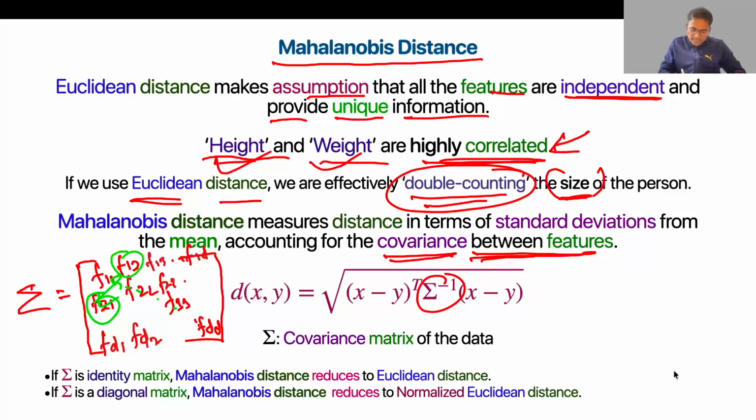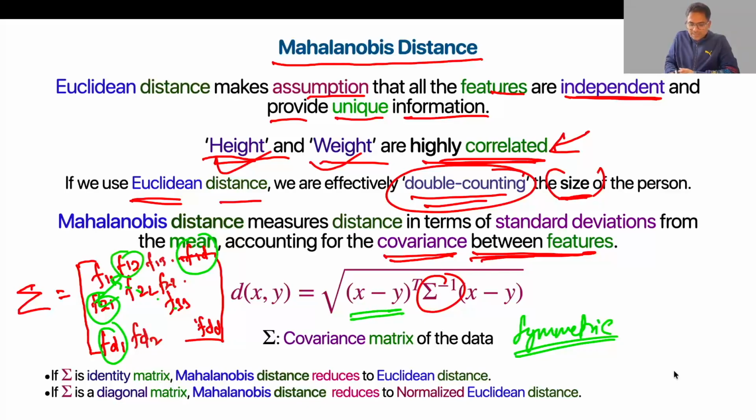The diagonal elements will capture the variance, and F1D and FD1 will be the same. They are the covariance of the dth feature and the first feature, so they will be the same. So mostly this covariance matrix is always symmetric. This will capture the relationship between two features, and that is there in the real world. So how do we calculate distance?